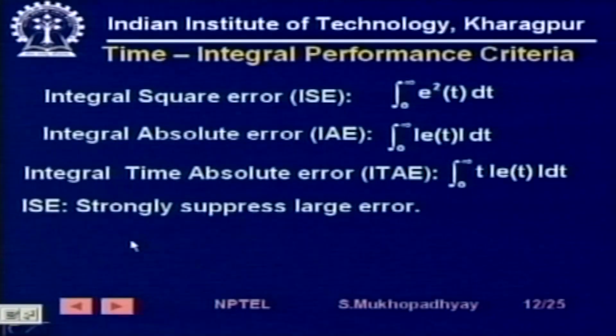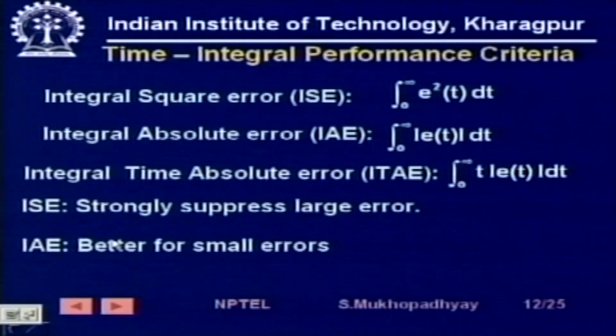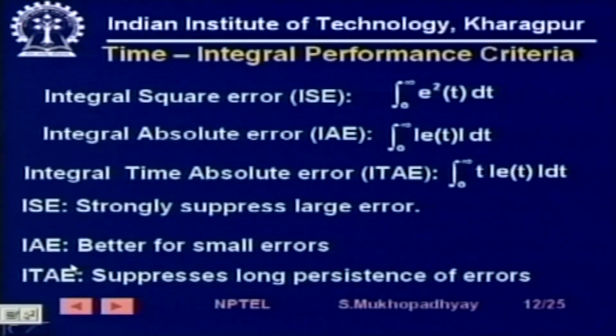So that is what this says: the integral square error strongly suppresses large errors. The integral absolute errors are better for small errors, because with small errors E squared becomes even smaller, so the small errors are not penalized. And in ITAE what we want is that errors converge quickly. So we want to suppress long persistence of errors.